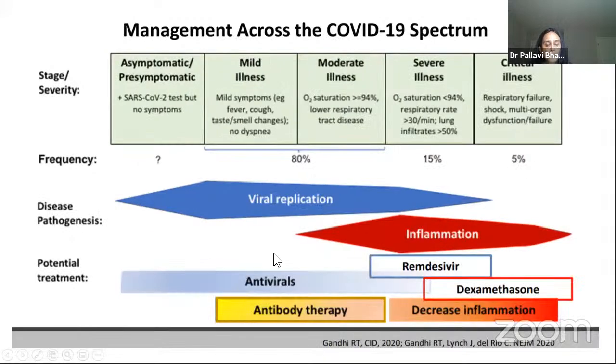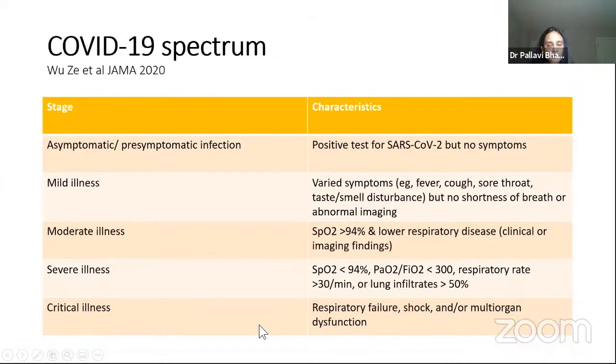Antibody therapy is targeted towards patients who have mild illness, and the definition is presence of any symptom. It could even be fatigue or low-grade fever or cough or loss of taste or smell, but no shortness of breath. That's mild illness. And mild and moderate constitutes the large chunk of symptomatic patients.